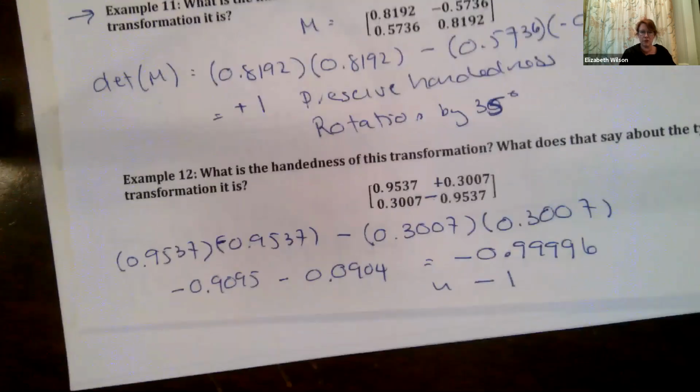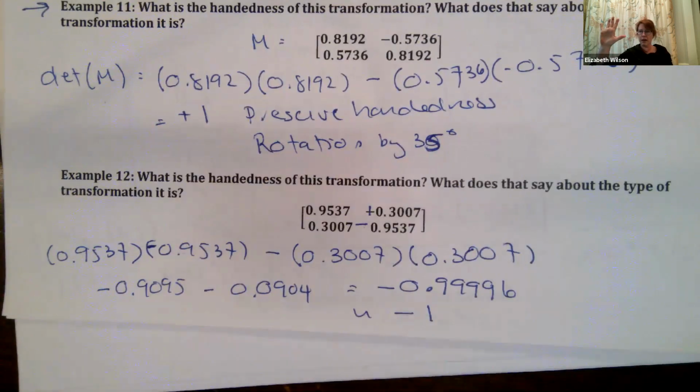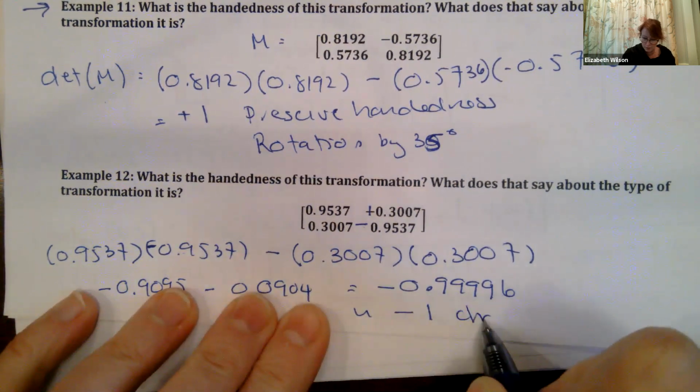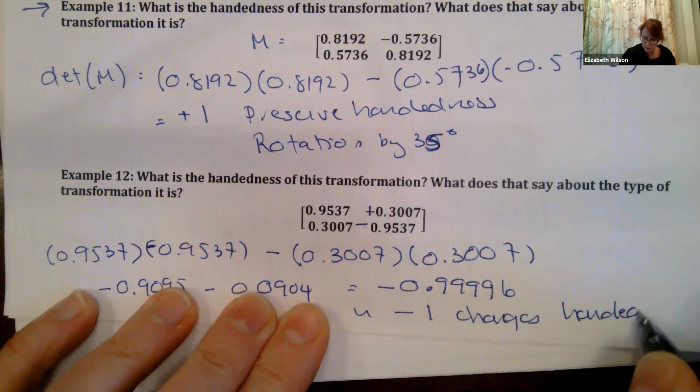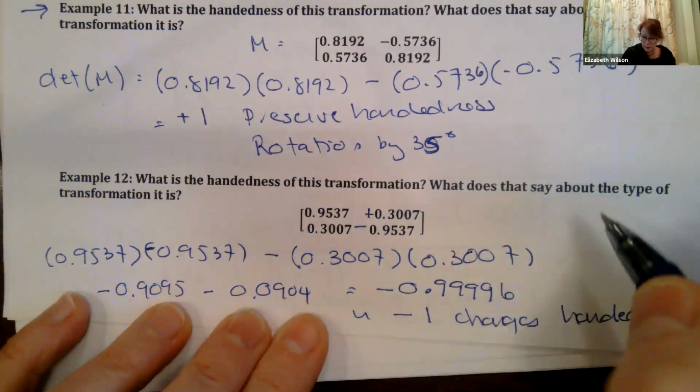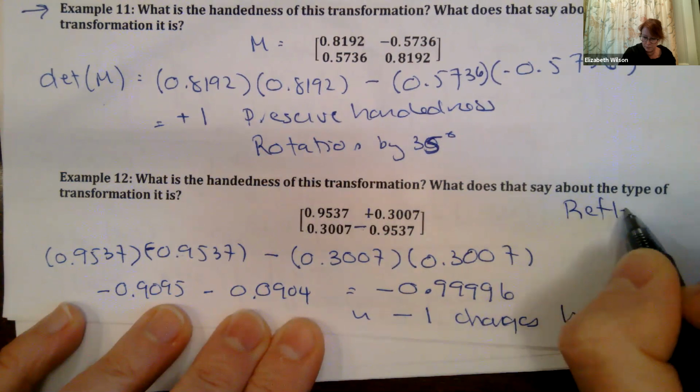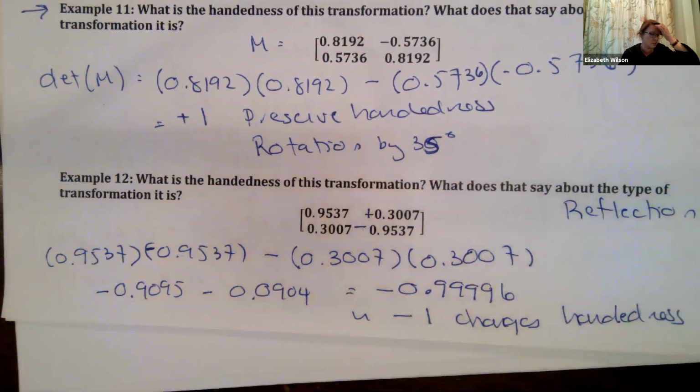So it changes from a right hand to a left hand. This changes handedness, and this is actually a reflection. And it's a reflection across the line.